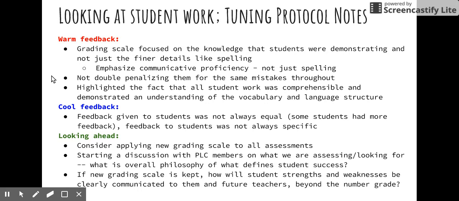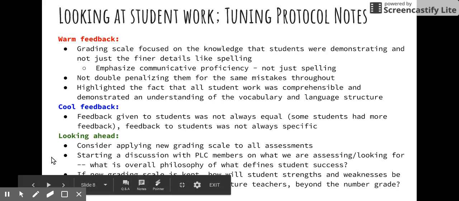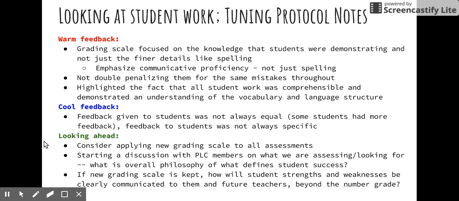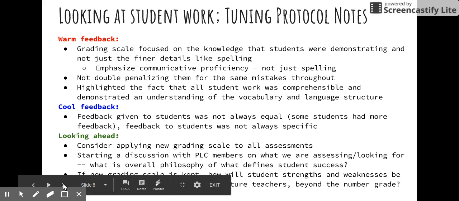In looking ahead, we want to consider applying this new grading scale to all assessments. And for myself, starting a discussion with my PLC members on what we're really assessing, what we're really looking for. And as Erica said, looking at our overall philosophy of what defines student success. If our new grading scale is kept, how will we then differentiate student strengths and weaknesses, and how will that be clearly communicated to them and future teachers, beyond just what they receive on an assessment?